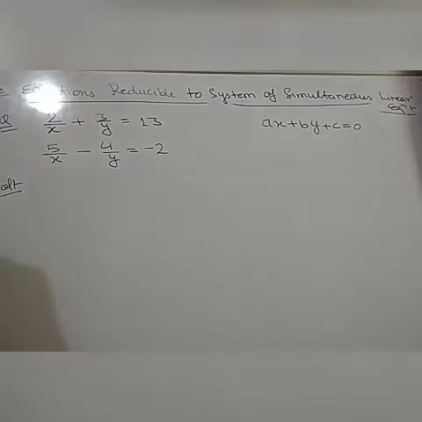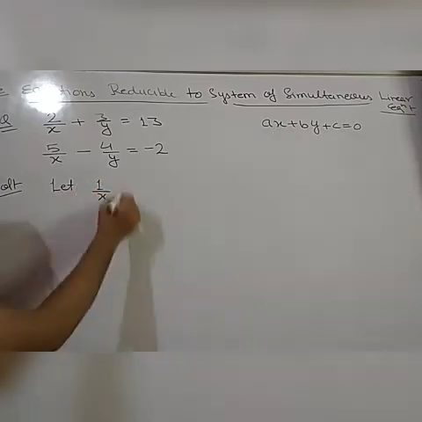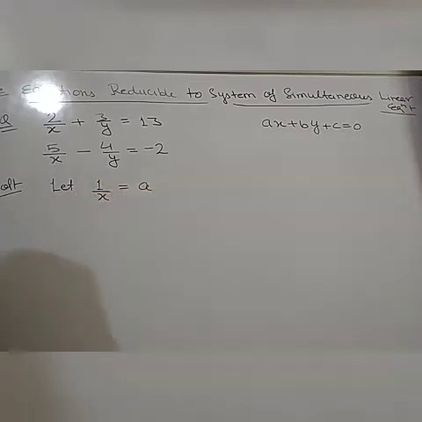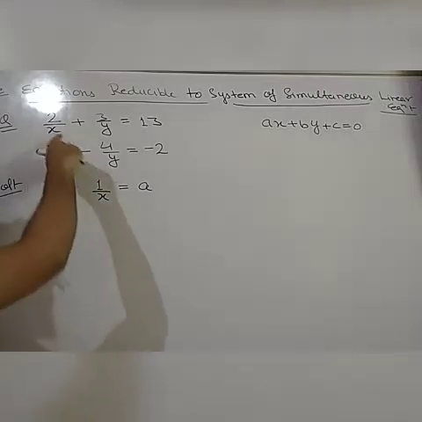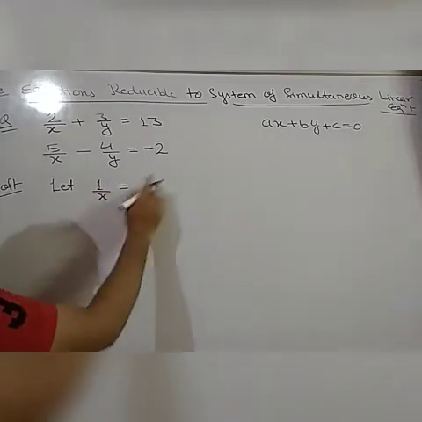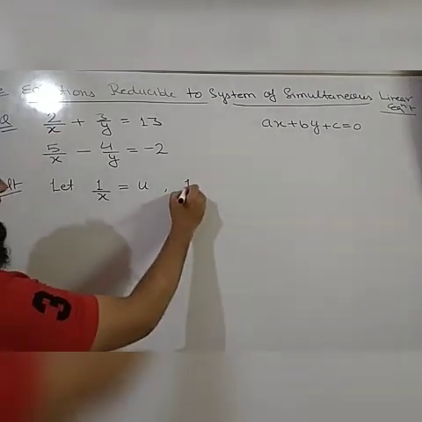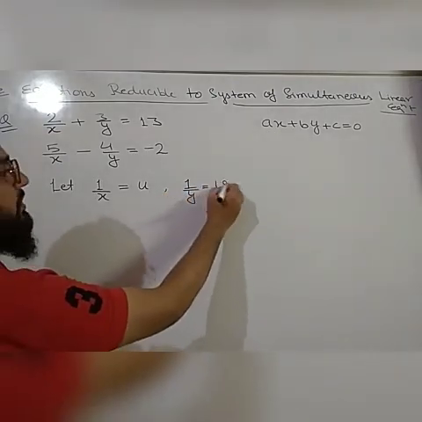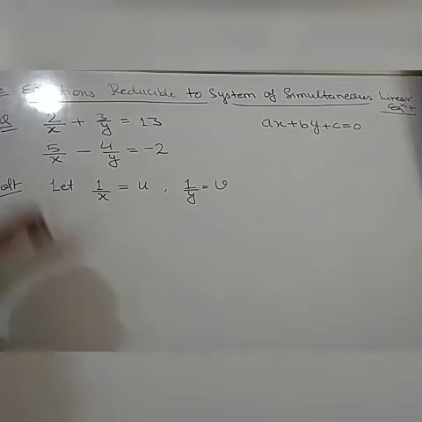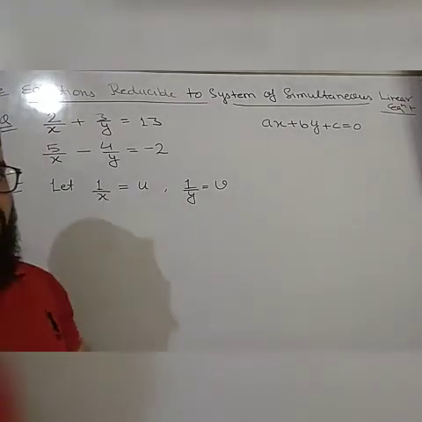now see how we will solve. We will consider 1 upon x. Let 1 upon x be equal to a, any other variable. The variable is x, so we will consider 1 upon x as another variable, a, or not a, you can use u. And 1 upon y, let it be v. So we will change the variables x and y: 1 upon x is equal to u and 1 upon y is equal to v.